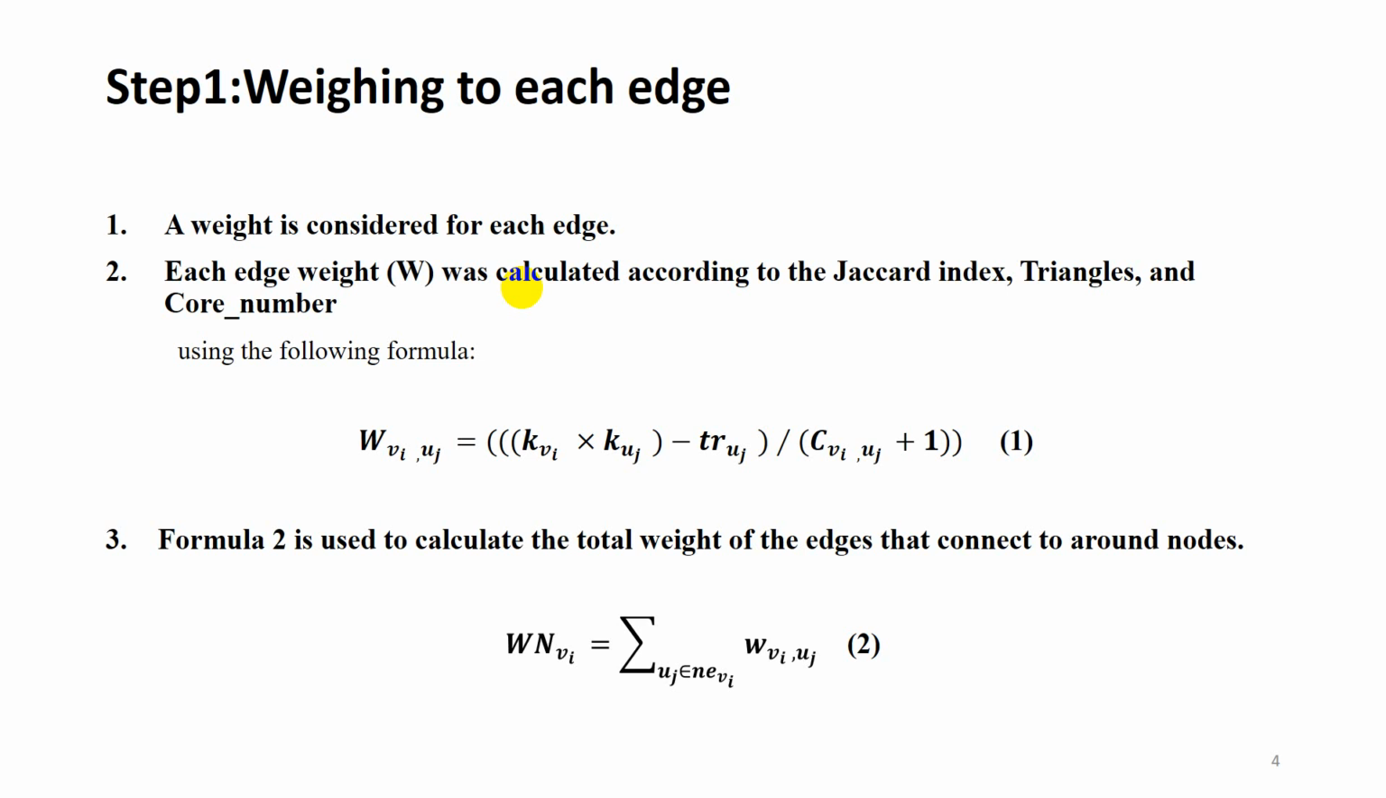And formula 2 is used to calculate the total weight of the edges that connect to the surrounding nodes. As you can see in this formula, W_N(Vi) is the weight of the edges around the node Vi and W_ViUj is the weight of the edge between Vi and Uj.